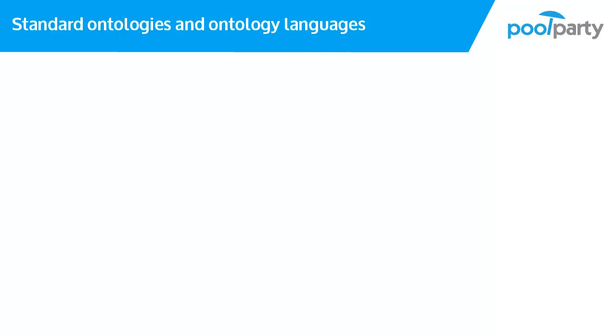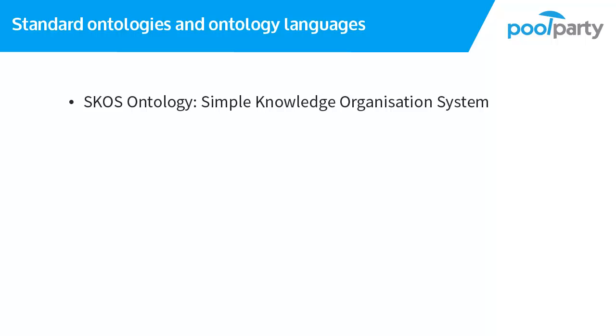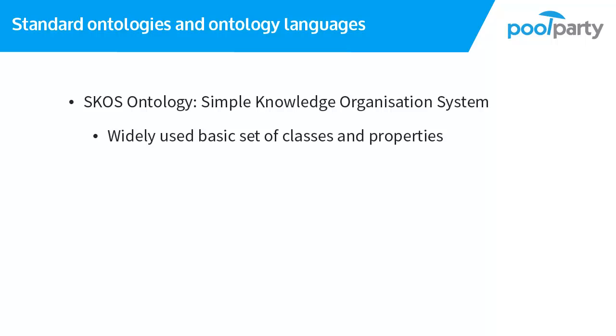Another standard ontology that is also published by the World Wide Web Consortium is the SKOS ontology, the Simple Knowledge Organization System. We have already used an element from the SKOS ontology in our previous example. The SKOS preferred label is a predicate defined in the SKOS ontology. The SKOS ontology provides a basic set of classes and properties with which you can describe resources already in quite some detail. The SKOS ontology is very widely used, and it often forms the basis of data models that are extended with other elements as is needed.